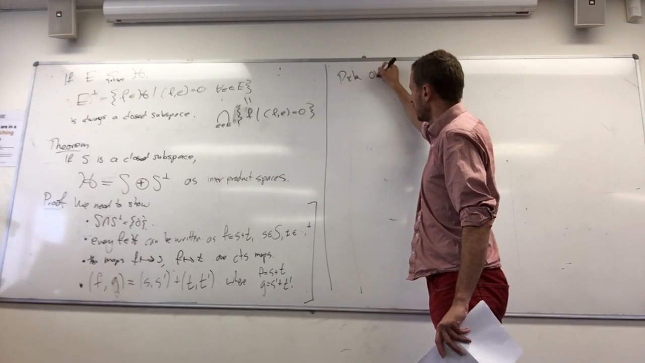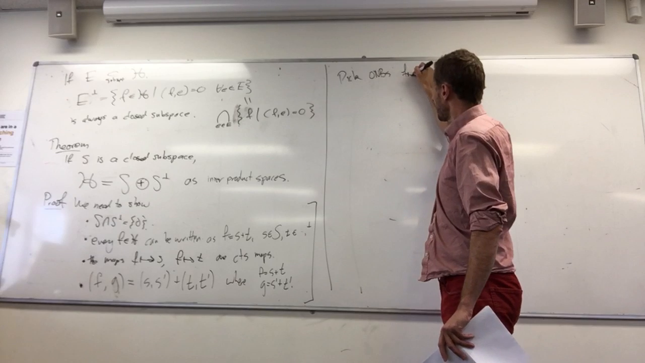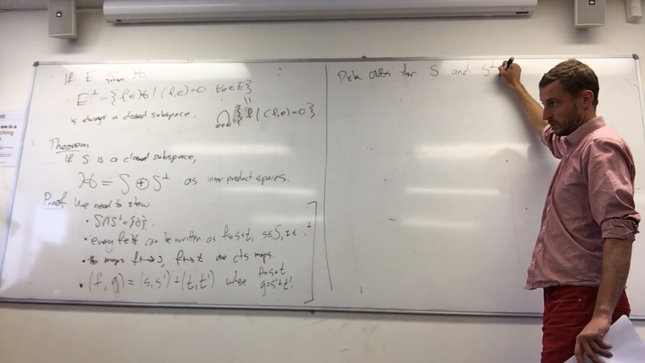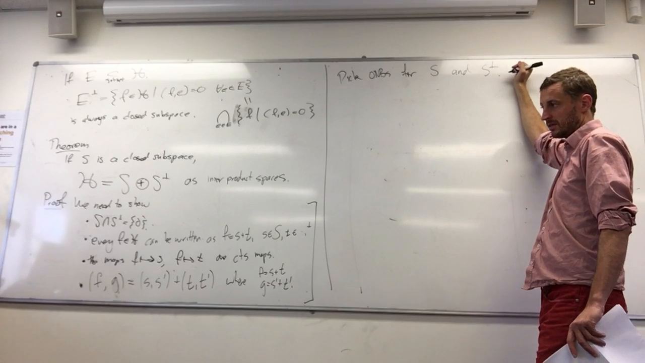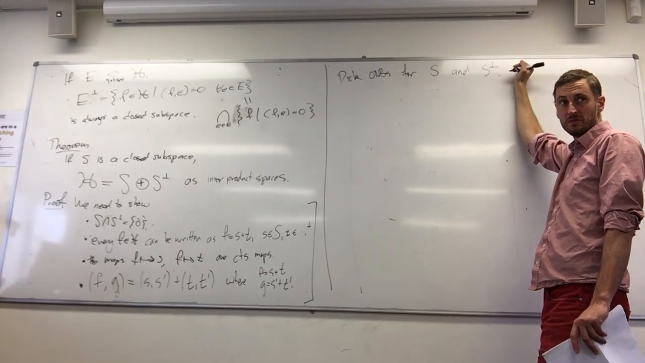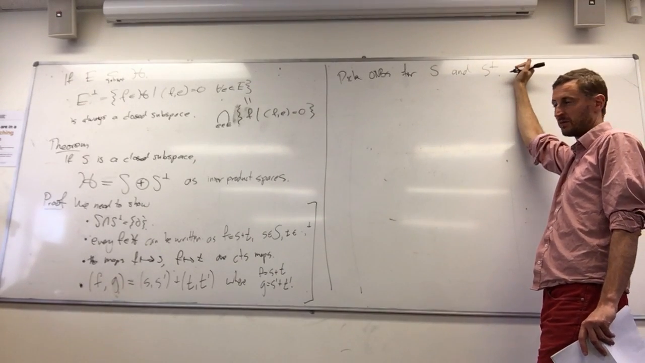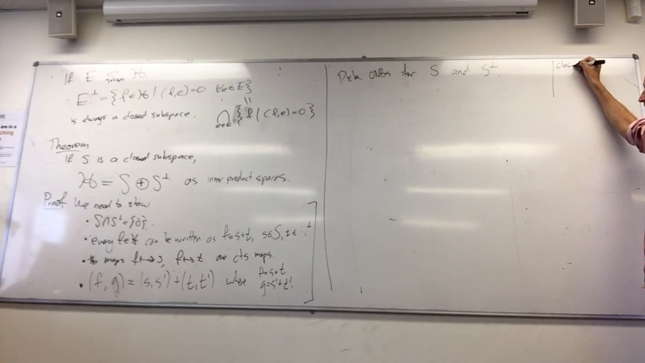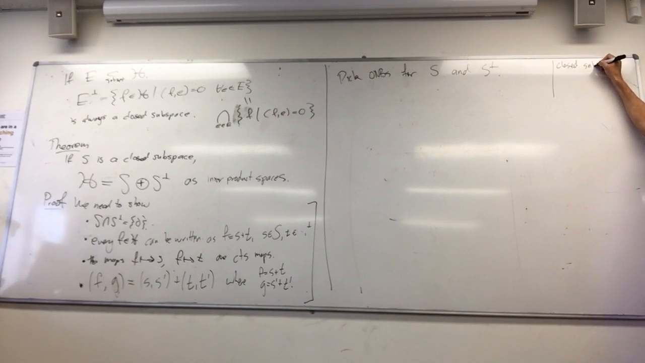The idea is just pick off the orthonormal bases for S and S perp, which we know we can do because they're each Hilbert spaces separately. They're closed subspaces in the Hilbert space. Sorry, I guess I didn't actually explicitly say that, but we definitely should have that closed subspaces of H are themselves Hilbert spaces.